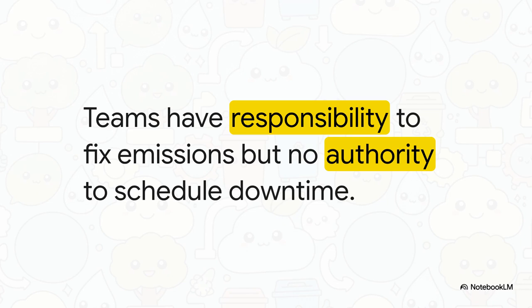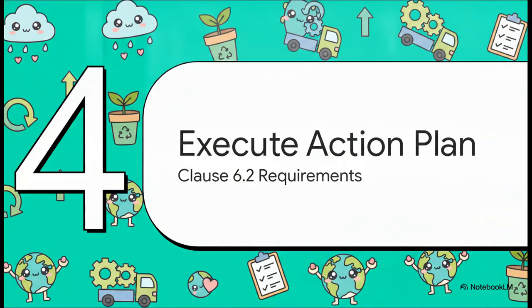According to the source material, a classic example is a maintenance team tasked with controlling equipment emissions. They know a machine needs preventative maintenance to stop a leak, but they lack the actual authority to schedule that downtime because the production manager is prioritizing daily output targets over literally everything else. So the maintenance team has the responsibility, but absolutely no power. Assigning a task without the power to execute it, that is a systemic vulnerability, and auditors are going to look for it immediately. Which leads us perfectly into Section 4, executing the action plan.